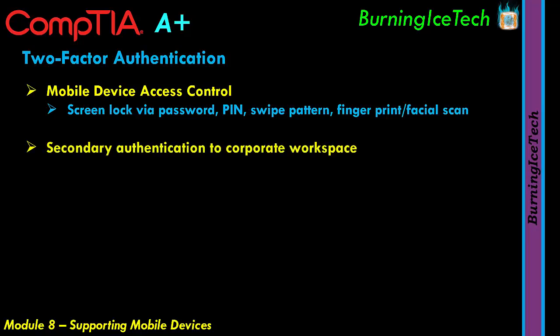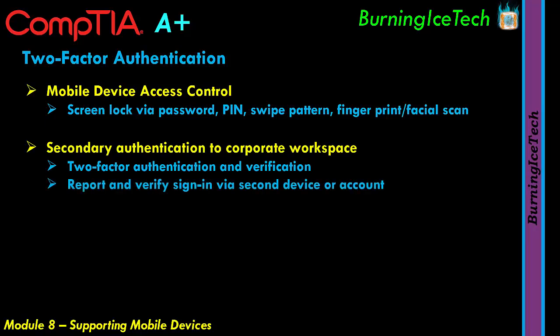You get secondary authentication to the corporate workspace, so this could be two-factor authentication and verification: report and verify sign-in via a second device or account. As soon as someone or something tries to sign into something of yours, normally a work account or work platform, you are going to receive some sort of notification. If you try to sign into my work email, it's going to send me an email or an SMS or something in that regard informing me that you have just signed in from somewhere else.